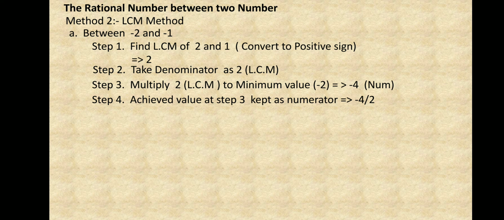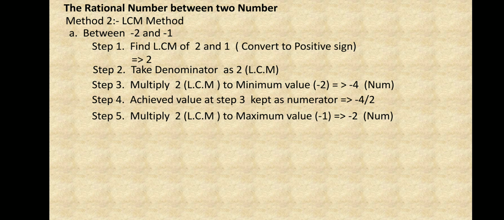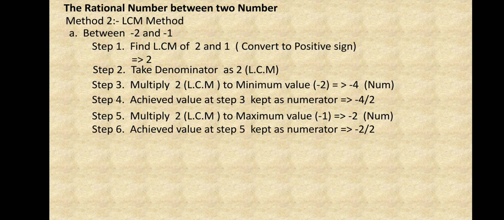And at step 4, the value achieved at step 3 is kept as the numerator. So what's your first number? That is -4 by 2. And at step 5, you have to multiply this 2 by the maximum value, which is -1, and what will you get? You'll get -2. Am I right? So now -2 is your numerator, and the value achieved at step 5 is kept as the numerator. So -2 by 2. And how did you get this 2? Do you remember? It was the LCM of 2 and 1. So what are your two numbers? It is -4 by 2 and -2 by 2.